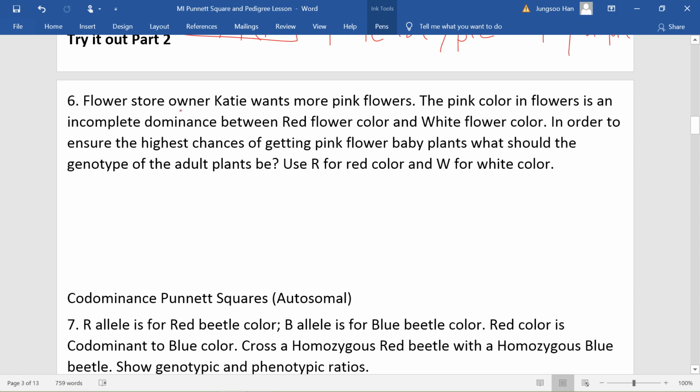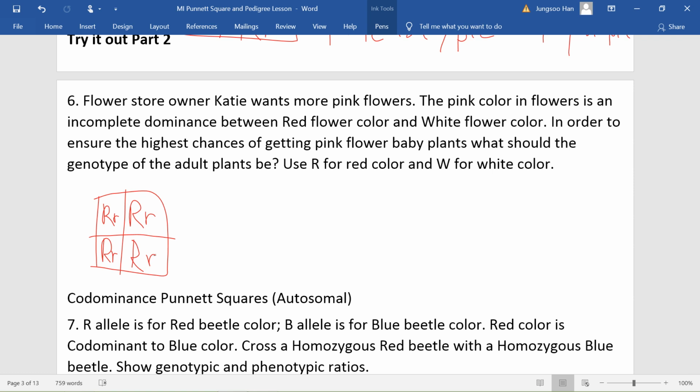All right, so now we're going to solve this. So we want to make sure, so Katie, it looks like she wants pink flowers, right? So we want to make sure to try to make it so the Punnett square is going to have all big R, little r's, okay? Because big R, little r represents pink, okay? Because this is an incomplete dominance, and the thing that's between red and white is pink, okay?